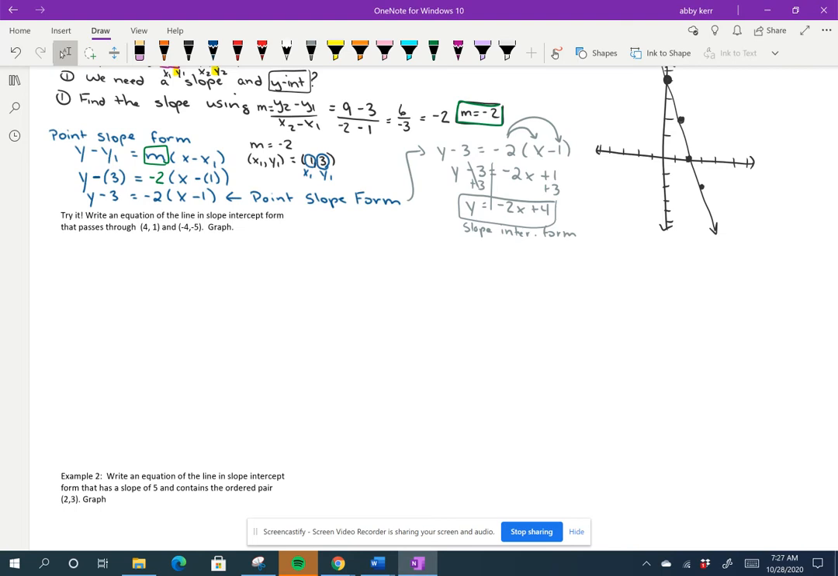All right, so hopefully you've already hit pause and you've tried it. The first thing you want to do, our goal is to get slope-intercept form. So we want y equals mx plus b. But we only have 2 ordered pairs and one of them is not the y-intercept. So if it's not the y-intercept, you have to start with point slope, which is y minus y1 equals m times the quantity x minus x1. So we have to start there.